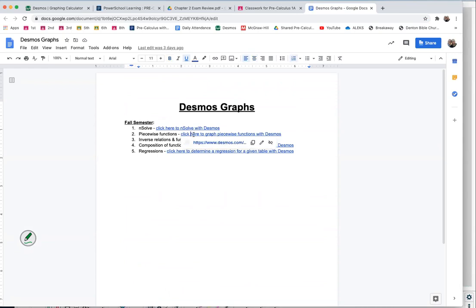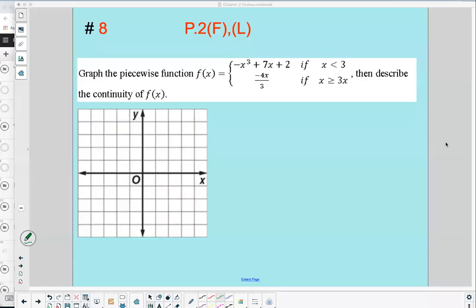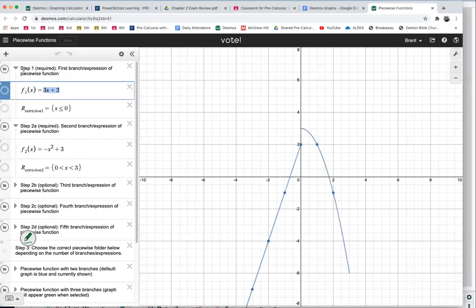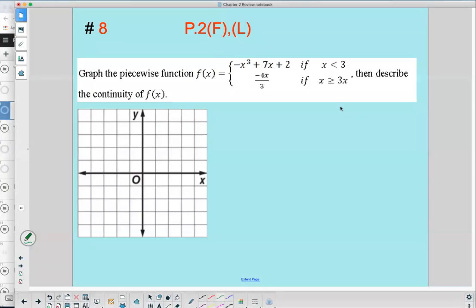So I'm going to click this link, and it'll open up the piecewise function. Now, how many equations do I have here? 2. That's the standard for this piecewise graph. So let's read off the top. It says here, step 1, first branch, negative x cubed plus 7x plus 2. And what did it have for the restriction? That means what x values was it for? X is less than 3.